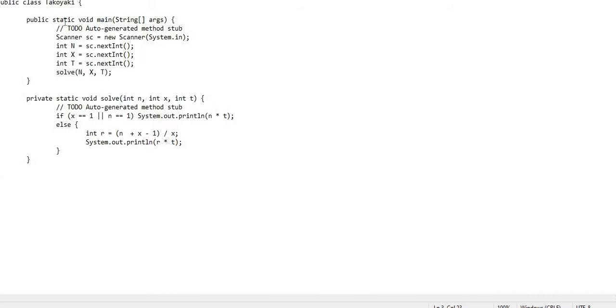So let's take the code part now. Here I have created the file with the same name, but if you want to submit this on AtCoder, you have to change it to the main file, okay? Otherwise it will give you a compile time error.